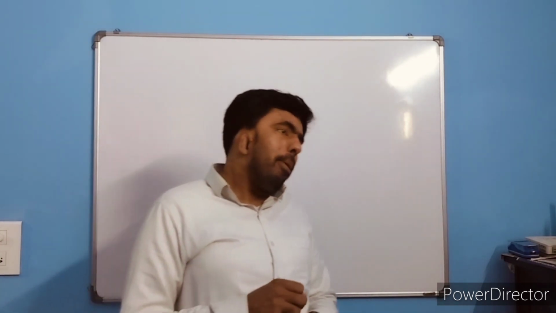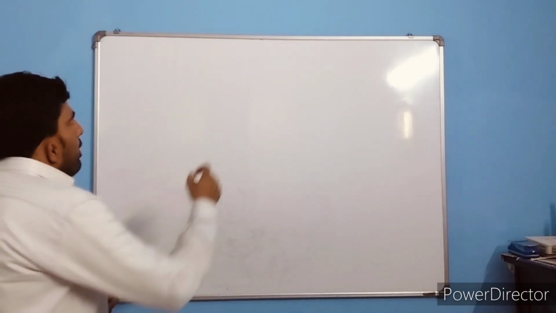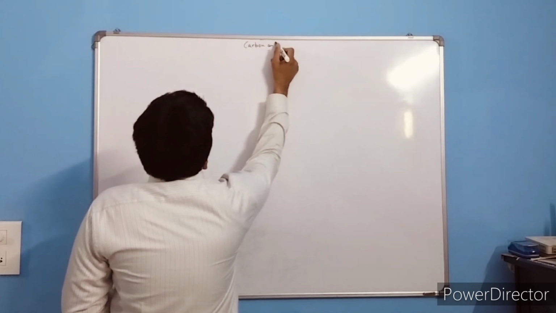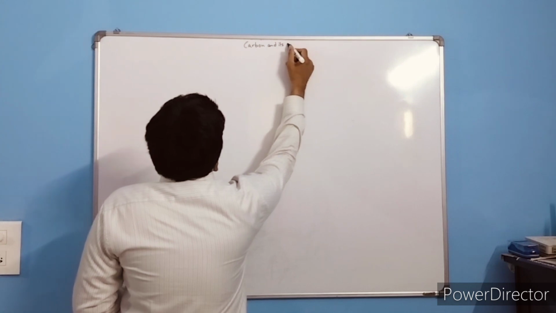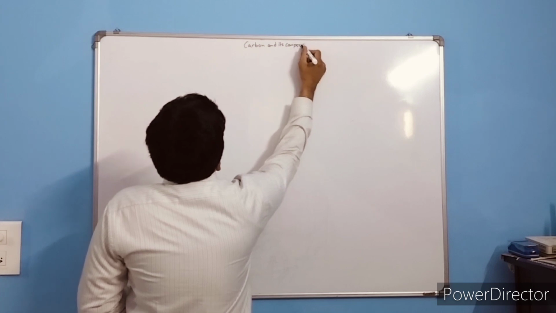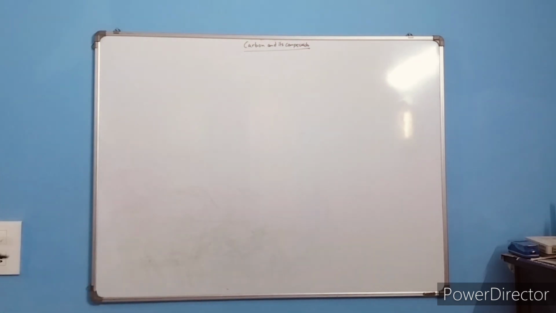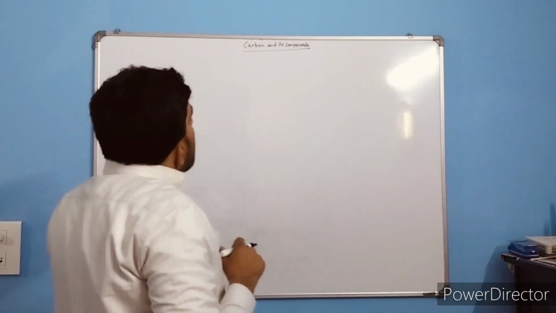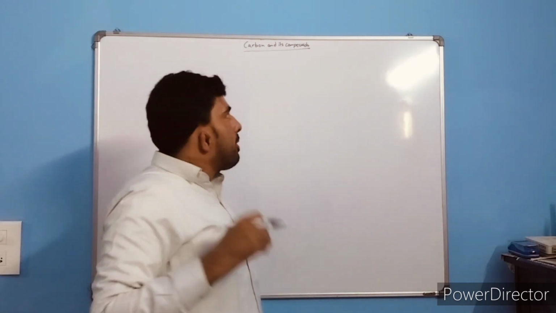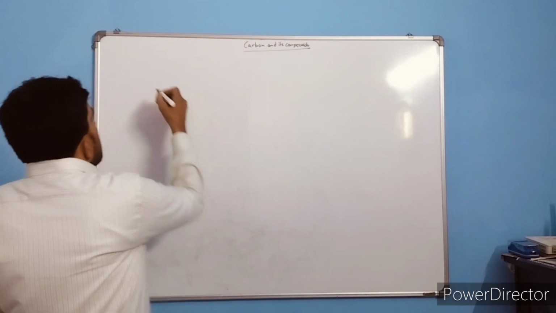Let us see the chemical properties of carbon compounds. We have started the chapter carbon and its compounds, and today we'll continue with this chapter only. So first of all, we'll see the chemical properties. Carbon, in all its allotropic forms, burns in oxygen and produces a lot of heat and light. Let us see how we can show this in chemical properties.